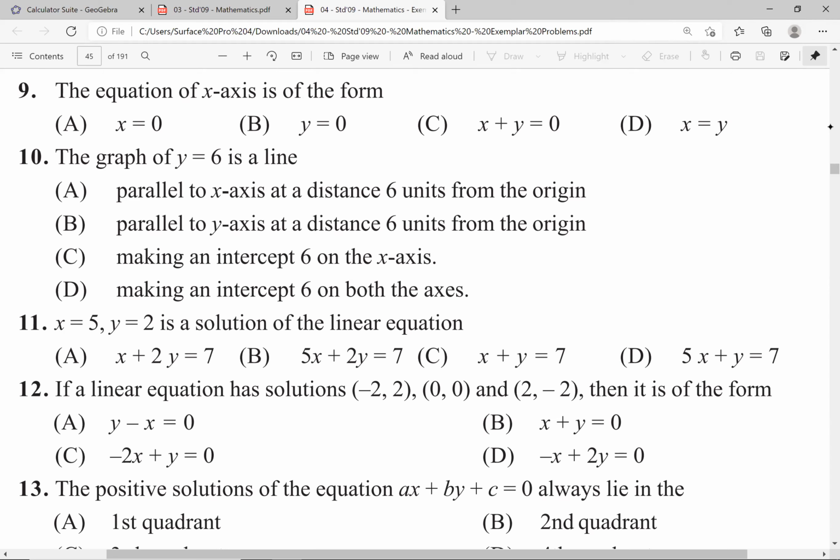Parallel to graph of, so we talked about this before. We said that graph of y is equal to 6 or y is equal to anything, so y is equal to something, will be parallel to x-axis, and x is equal to something will be parallel to y-axis. Okay, so that's one thing you need to remember. You don't need to just memorize it. You can also plot something on the go and see whether you're right about your guess. So yeah, parallel to x-axis at a distance 6 units from the origin.